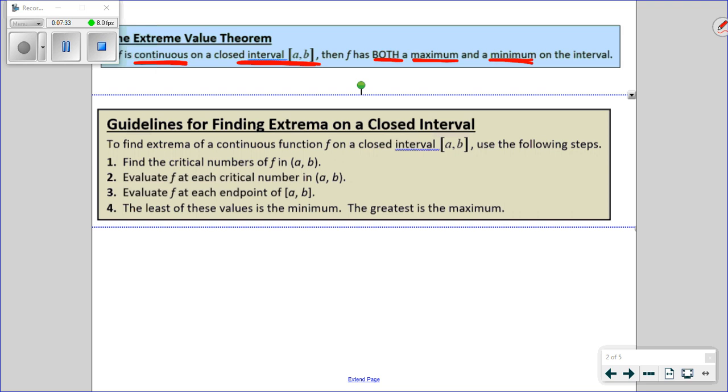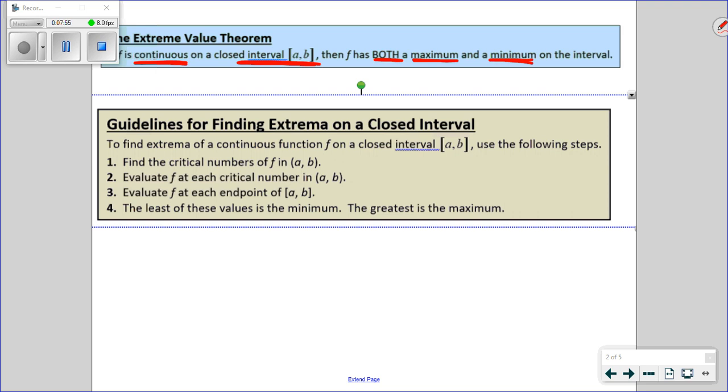All right, so remember the extreme value theorem is what we call an existence theorem because it just proves that the maximum and minimum exist. So then the question becomes, okay, if we know that they're there, how do we find them? So these are the guidelines for finding extrema on a closed interval.